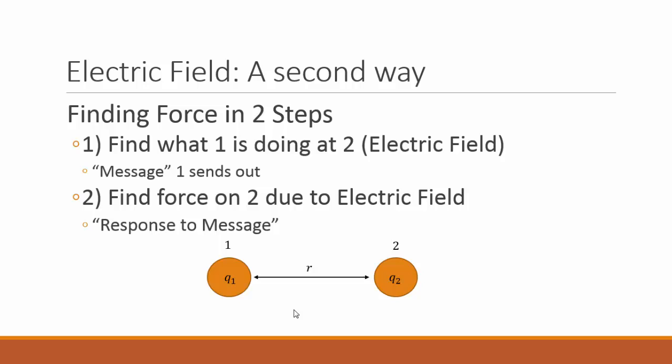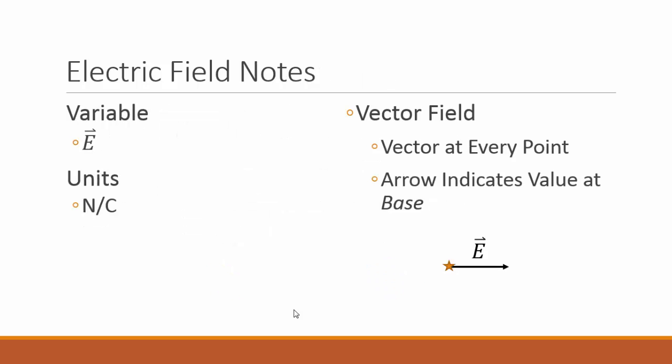Okay, and this is very easily confused. Electric forces and electric fields are similar concepts. They're both vectors. They both have a magnitude and a direction, but they mean drastically different things. The field is what the charge is doing, and the force is how another charge responds to that electric field or that message. I like to use that as an analogy.